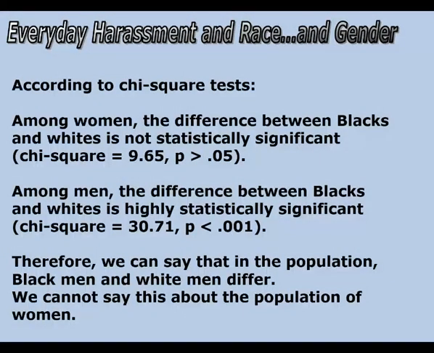According to chi-square tests, the differences among the women are not big enough to claim statistical significance. We cannot say that in the population, black women differ significantly from white women. Among the men, though, because of that very large difference between black men and white men, we can say that in the population, these two groups differ significantly.